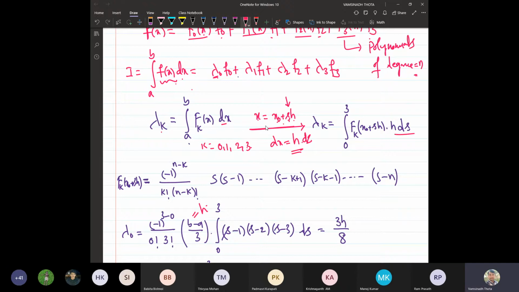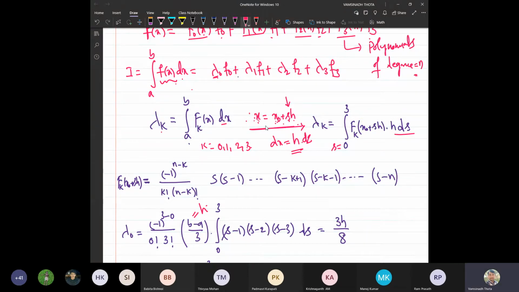And what about the interval? What about the limits? X is equal to a. So x0 is also a. So a will get cancelled. S will be 0. Okay. And when x is equal to b, b minus a, h is b minus a upon 3. B minus a will get cancelled. So s will be 3. Okay. So this is how the lambda k, the scalars, have been transformed to another variable s, integrals in terms of s.